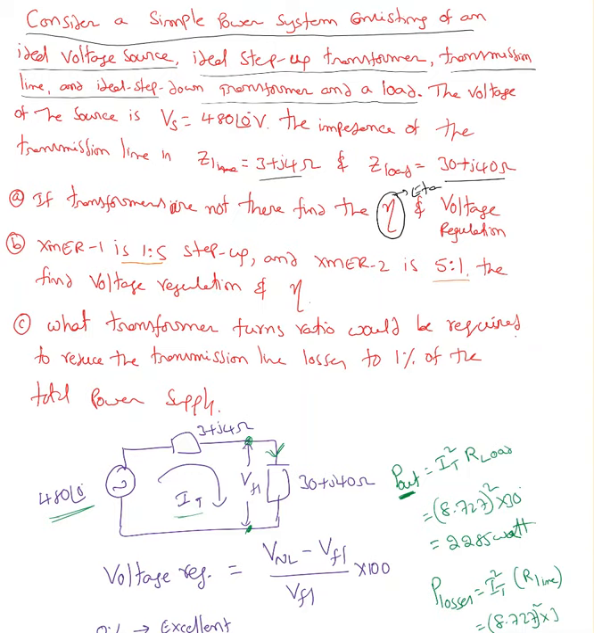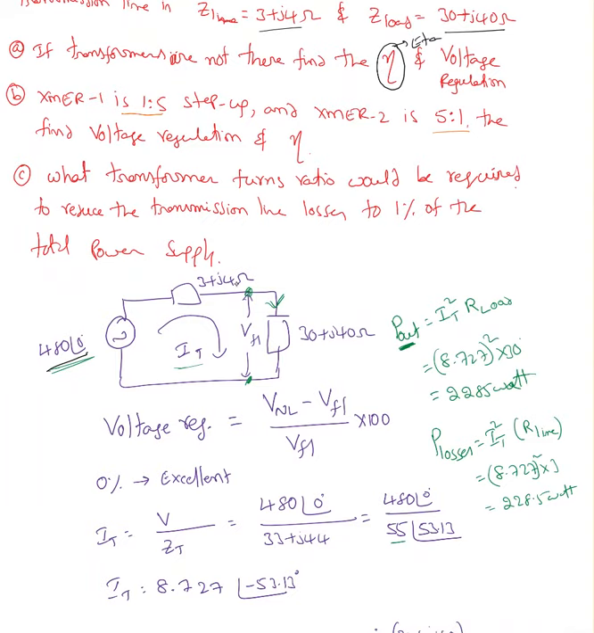Okay, first let me go over the first part. So here is a 480 volt source, the transmission line impedance, and the load 30 plus j40 ohms. Voltage regulation is V no load minus V full load over V full load times 100. Voltage regulation tells us how much voltage drop there is in the transmission line. So here is a transmission line. The transmission line has an impedance. So whatever voltage we give, definitely there will be some voltage drop here.